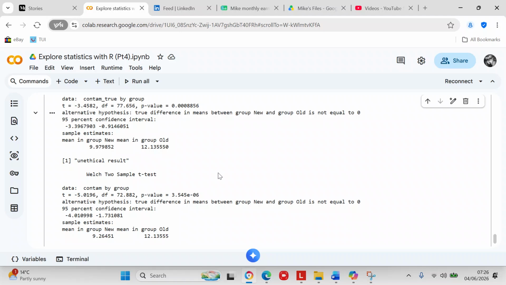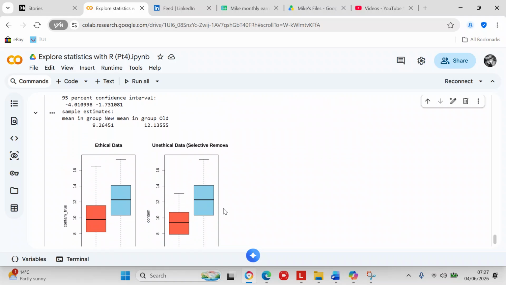But you've got your 95% confidence interval as negative 4.01 to negative 1.73. So you can see that the confidence interval is different in the ethical test than it is in the unethical test. And then the mean in the new group is 9.26, and the mean in the old group is 12.13. So the mean in the unethical result for the new group is less than the mean in the ethical result for the new group, and the mean in the old group is very similar, very close to the same.